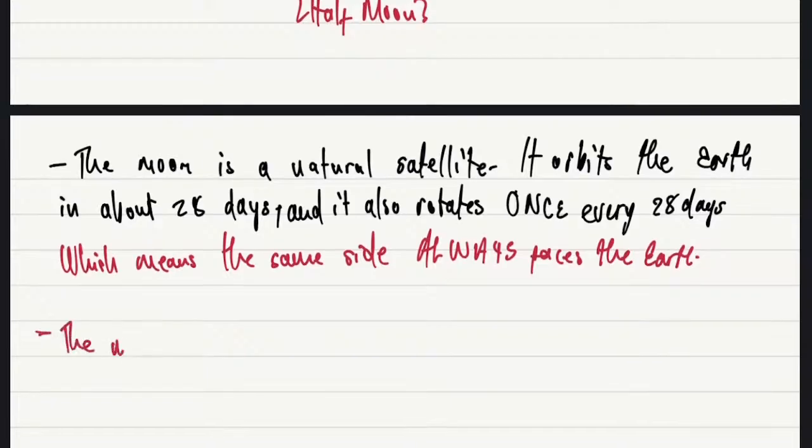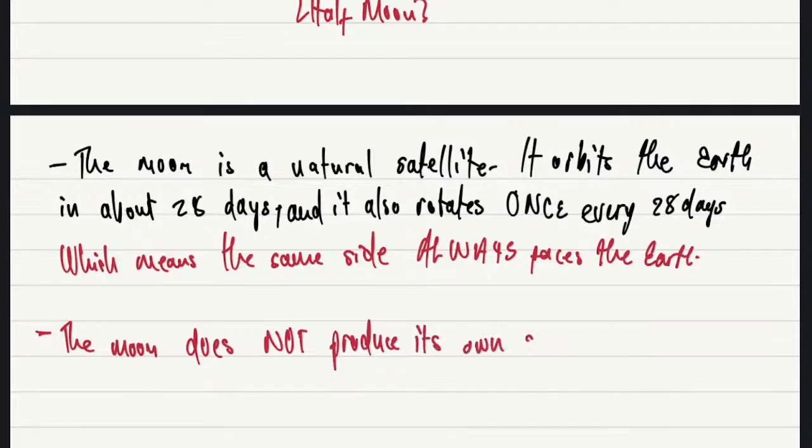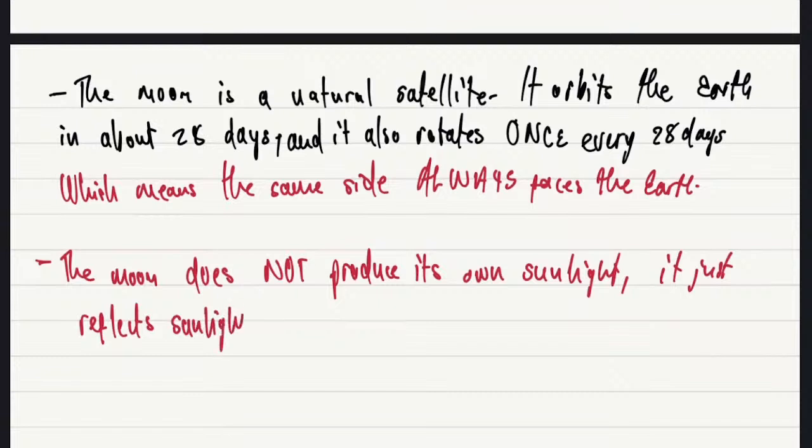The moon does not produce its own sunlight. It just reflects sunlight. Just reflects the sunlight. Okay? It reflects sunlight. Yes. Oh, it does not produce its own light. Well done. It just reflects sunlight. Well done.